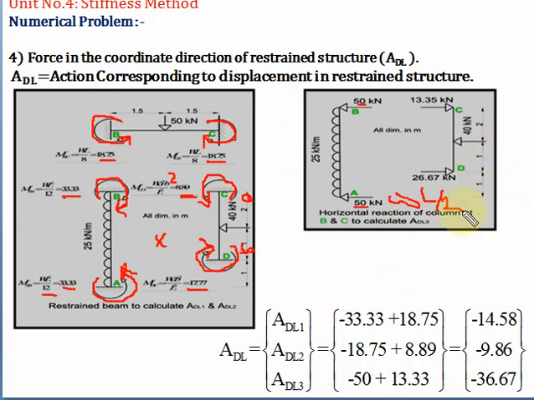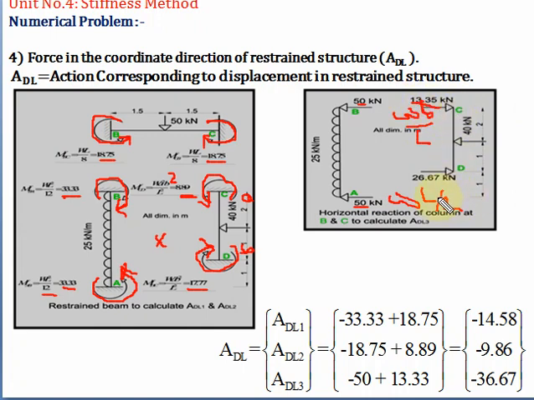Now in member CD, it is loaded with a point load not acting at the center. So here what will the formula be? WB by L. So what is the value of W? 40. What is the value of B? 1. What is the value of L? 3. So what answer are we getting?